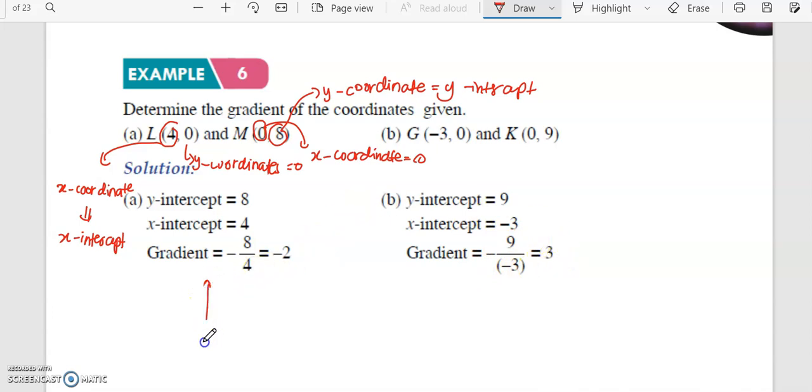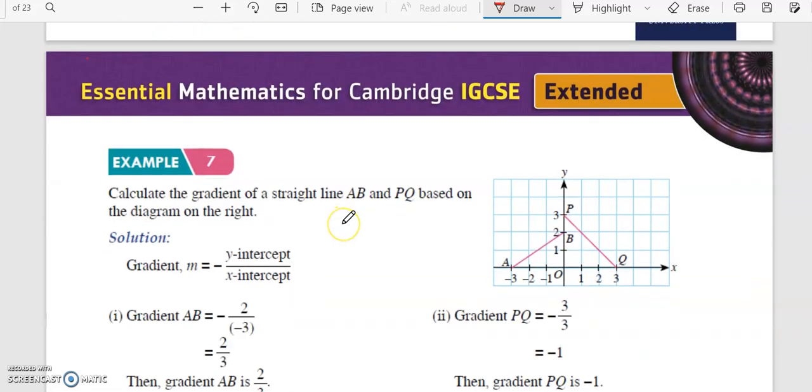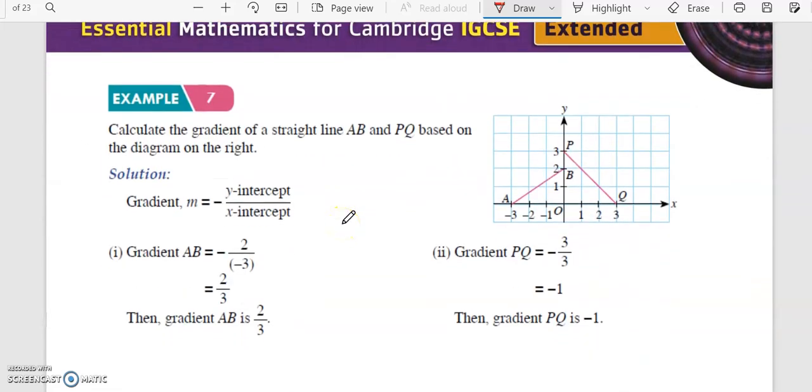Okay, kalau kita lukis dia pun, awak boleh tengok kat sini. This one is L, which is (4, 0), and then this one is M which is (0, 8). Okay. So next we go to example 7.